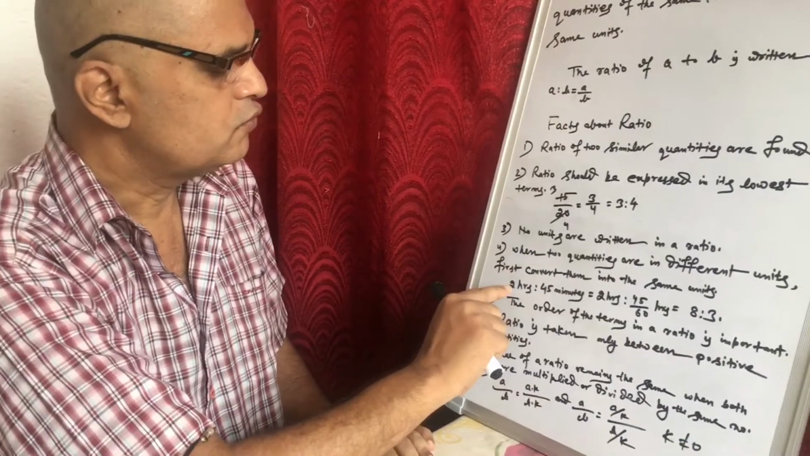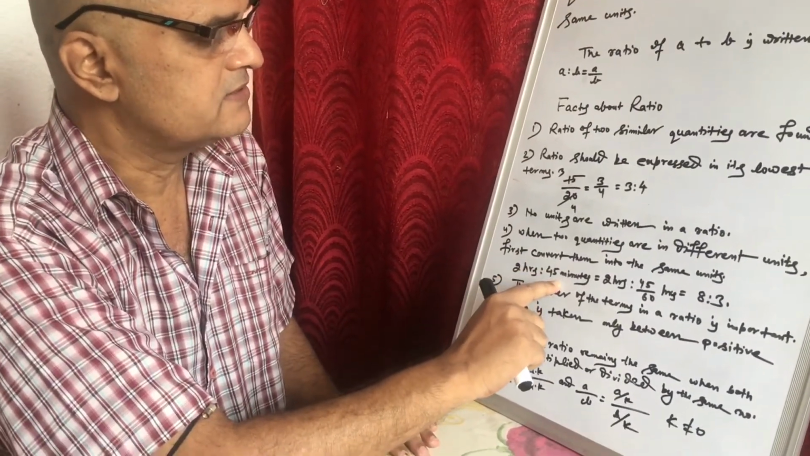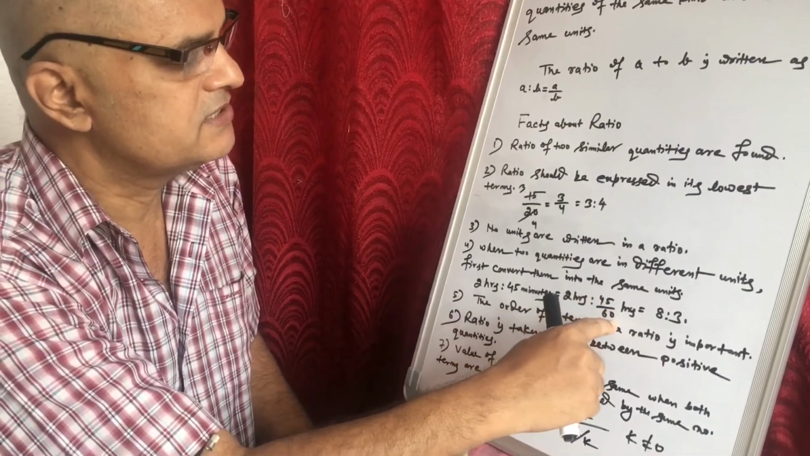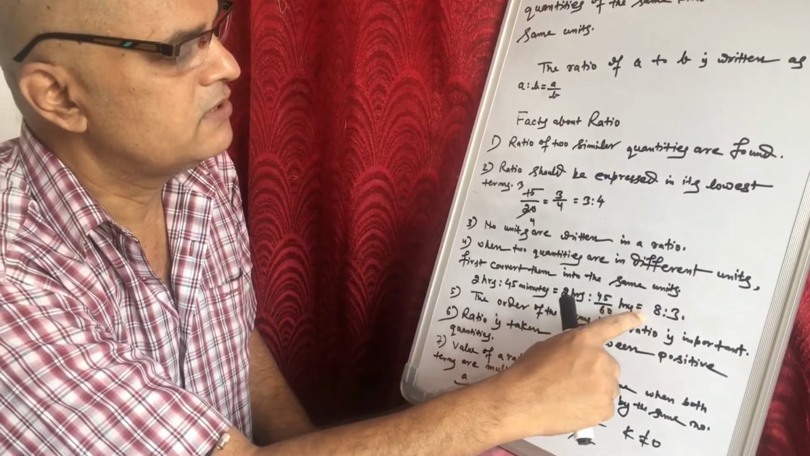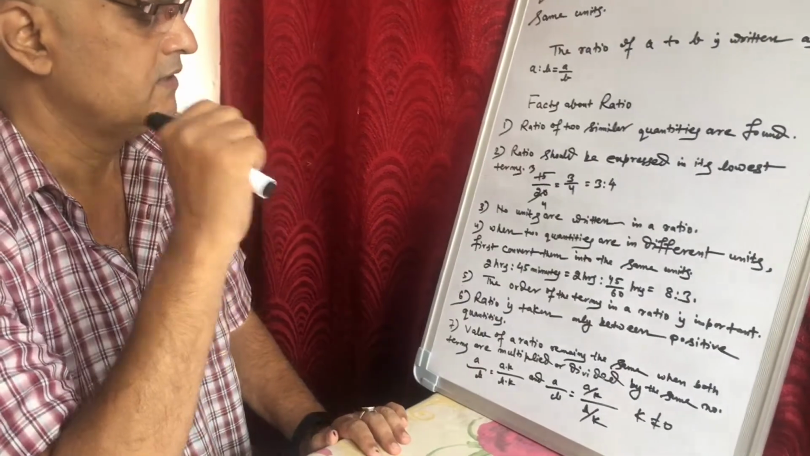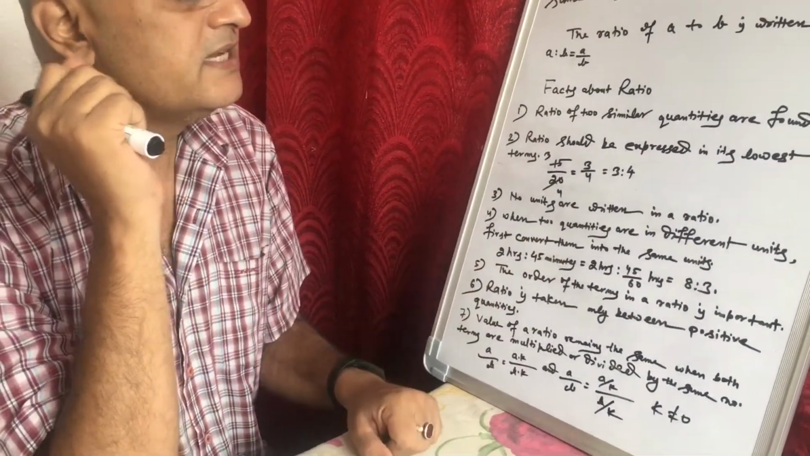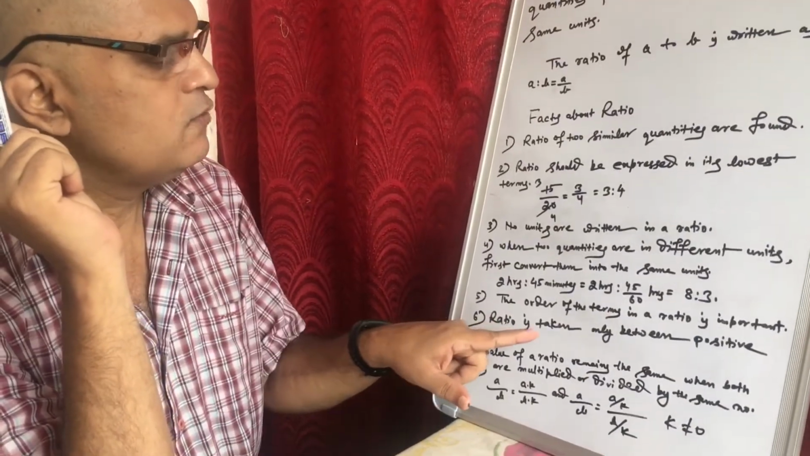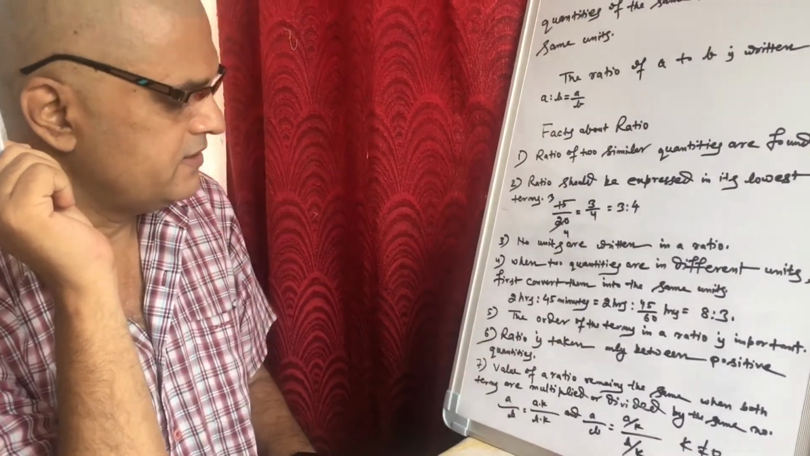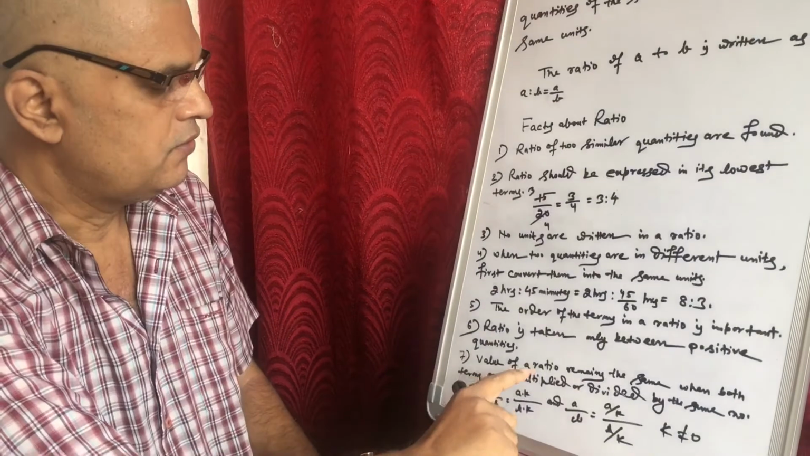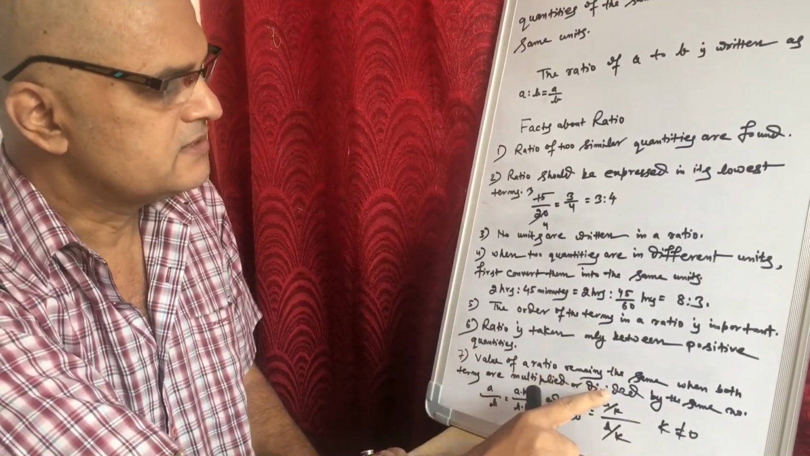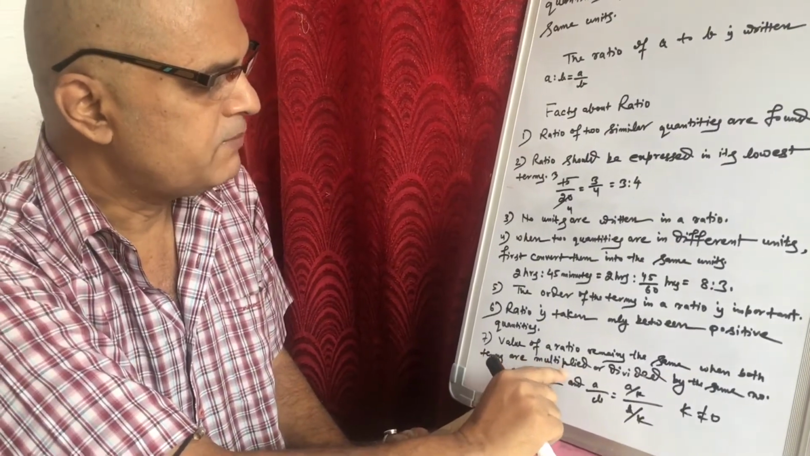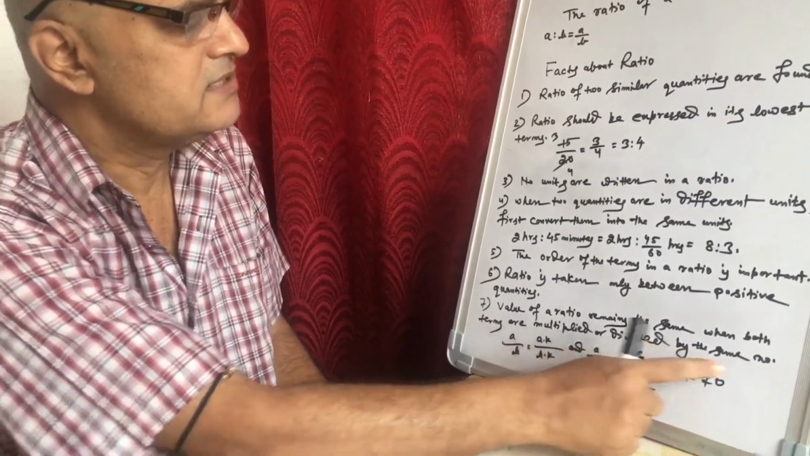For example, 2 hours is to 45 minutes is equal to 2 hours is to 45 divided by 60 hours, which is equal to 8 is to 3. The order of the terms in a ratio is very important. Ratio is taken only between two positive quantities. The value of a ratio remains the same when both the terms are multiplied or divided by the same number.